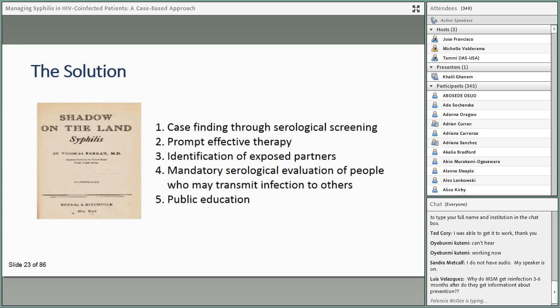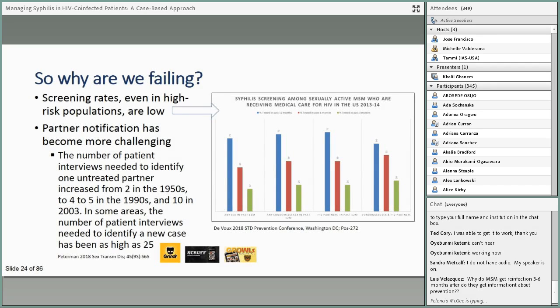So we know how to manage syphilis, like we know how to manage STIs, and our approach has essentially been the same since Thomas Parran published his Shadow on the Land in 1936. We find cases through serological screening, we treat those cases, we find the partners, we treat the partners, we do serological screening for those people who are at risk, and we engage in public education.